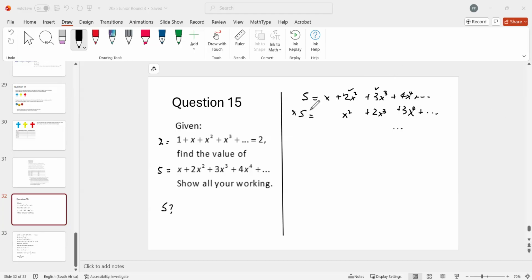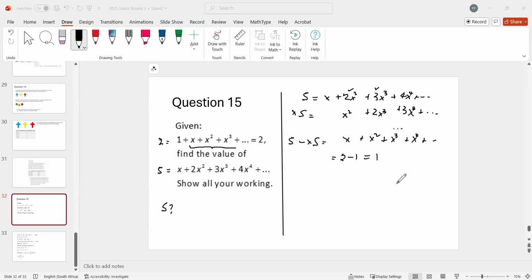Now, what I do is I subtract these two. And the reason for that is when I subtract, I get x. This minus 2x squared minus x squared is plus x squared. 3x cubed minus 2x cubed is x cubed. And 4x to the fourth minus 3x to the fourth is x to the fourth. Now you see, this is very similar to this part here, right? And this whole thing is 2. So therefore, this part here onwards, that's what I got here, is going to be equal to 2 minus 1.